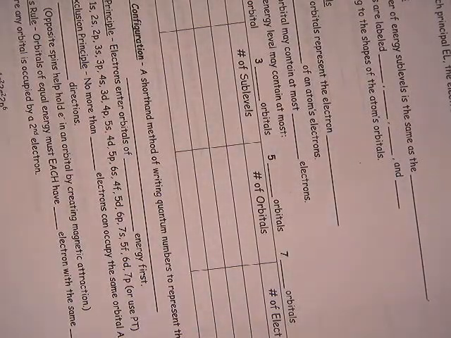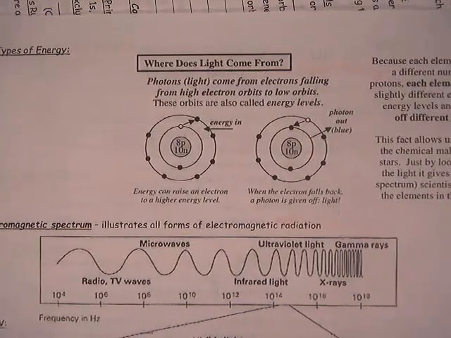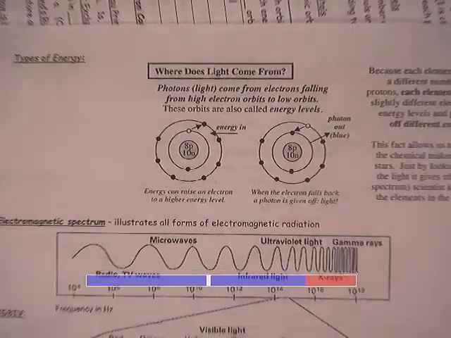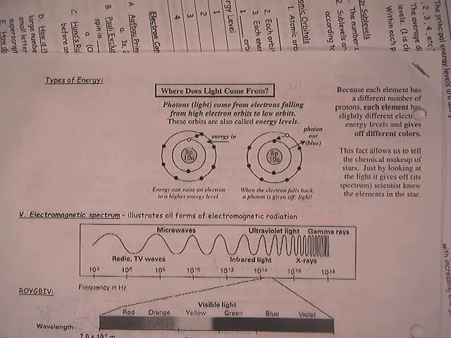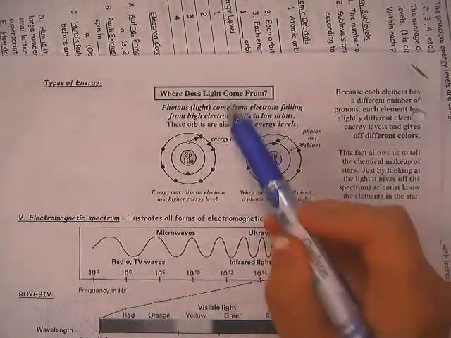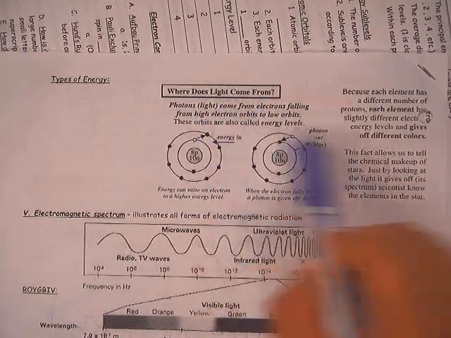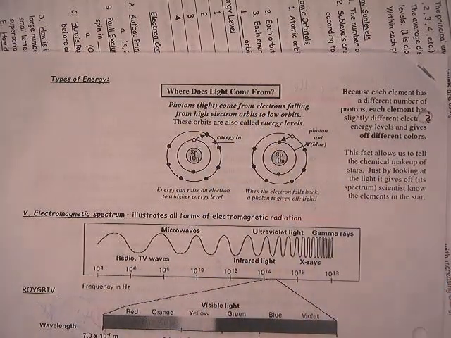All right, flipping over to the back page of your notes. We'll have one little bit on types of energy up here just so that you can see it, and I'll make a separate video for the electromagnetic spectrum. So this kind of explains where light comes from. So this is a different, I guess, way of wording what we just talked about.